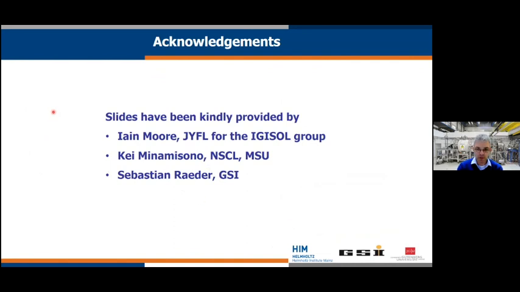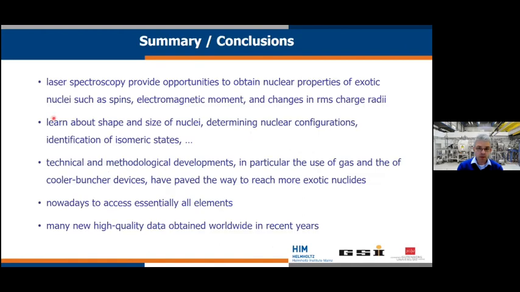So let me briefly summarize. Laser spectroscopy provides opportunities to obtain nuclear properties such as spins, electromagnetic moments, and changes in root mean square charge radii. This can meanwhile be done with very exotic nuclei. In this way, we can learn about the shape and the size of these nuclei. We can eventually also, I didn't show an example on this one, but we can learn something about nuclear configurations, for example, from magnetic moments, and we can identify isomeric states.